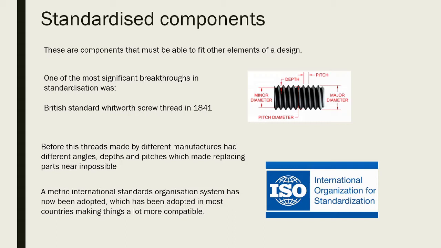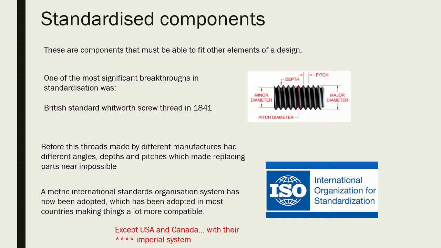So any screw you buy, obviously if you get the right length and type, the threads will all be the same and the depths will all be the same. So you can replace parts and fix them a lot easier. That is, of course, except for the USA and Canada, who use their imperial system, which is why some things are not compatible. But it's all about making things easier.